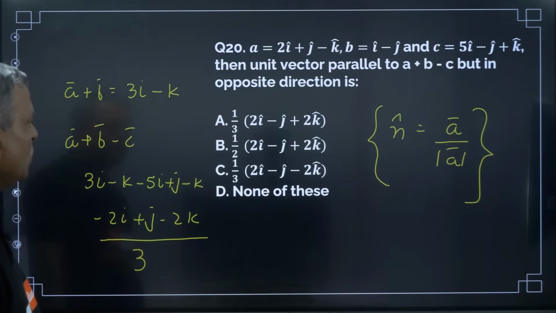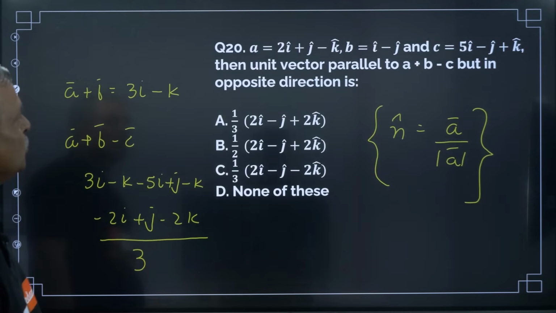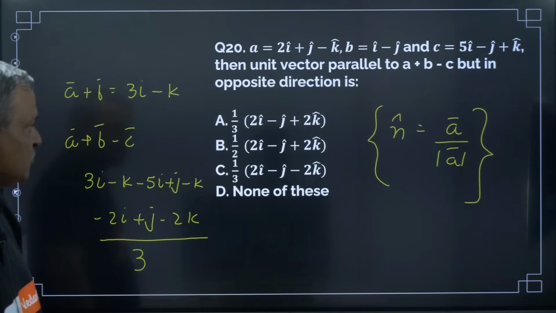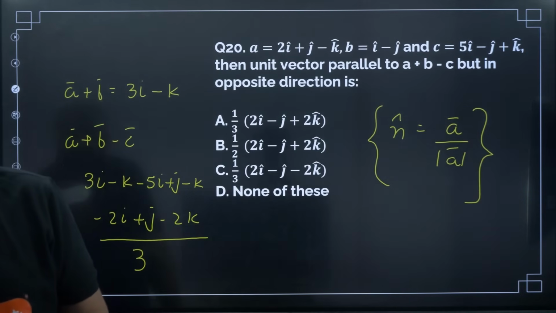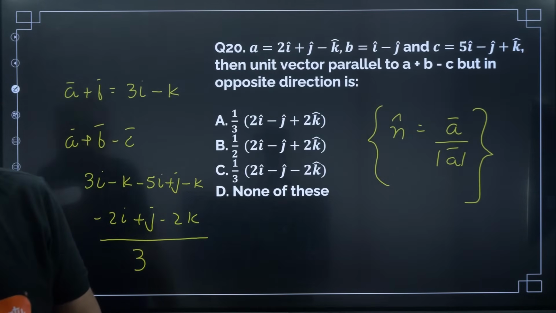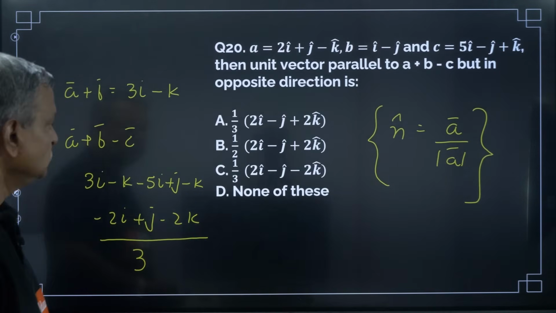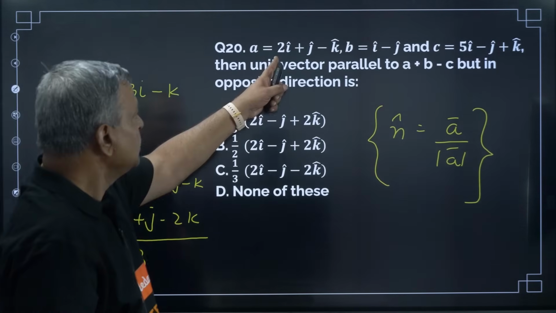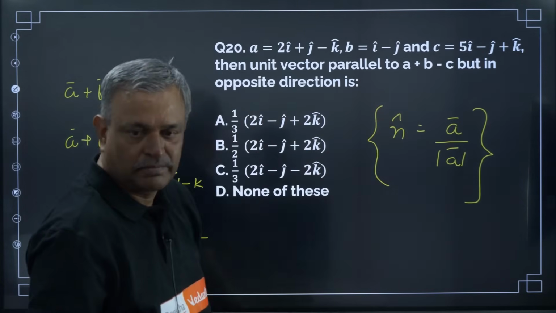I am getting A plus B minus C as minus 2i plus j minus 2k. Okay, I don't know what options they have given. So the required vector is 1 by 3 times minus 2i plus j minus 2k. This answer is correct. There might be a sign mistake. Clearly you can see now 2 plus 1 is 3, 3 minus 5i, obviously minus.